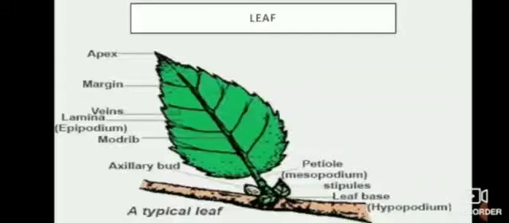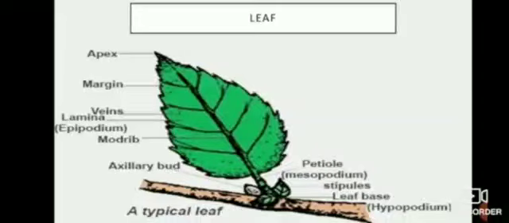Because of the leaves we can identify different types of plants. Generally we are seeing plants in our surroundings which are different in their shapes and sizes. Leaves are also differing in their size and shape compared to other leaves. Now we are going to learn about the structure of a leaf.